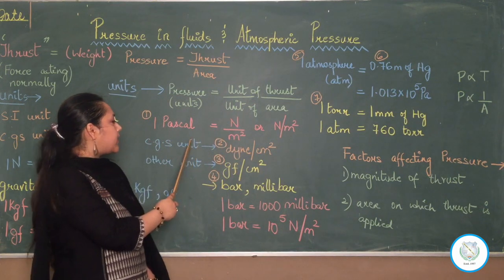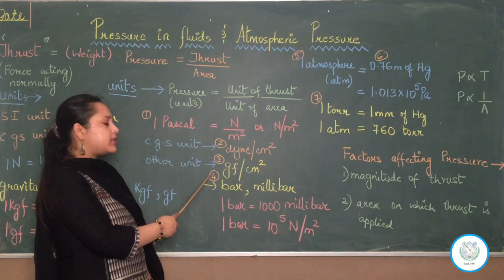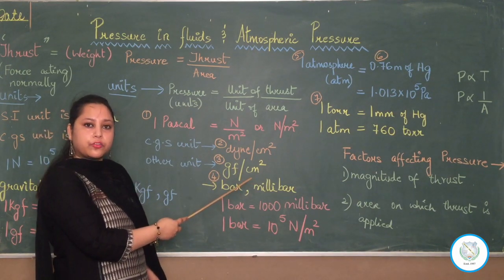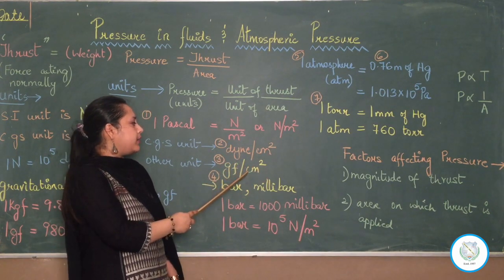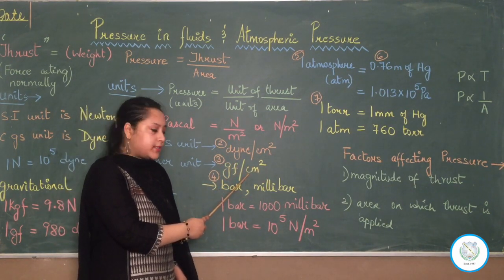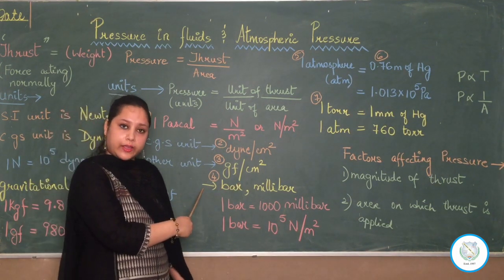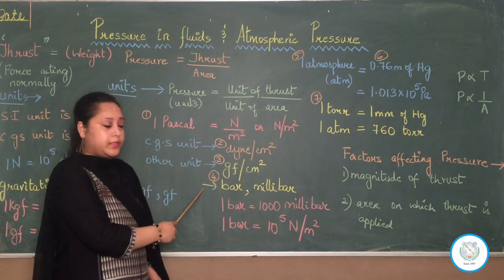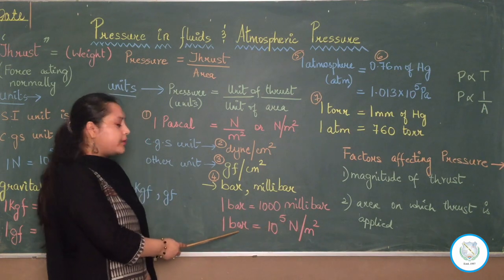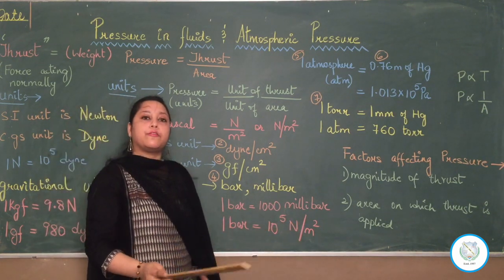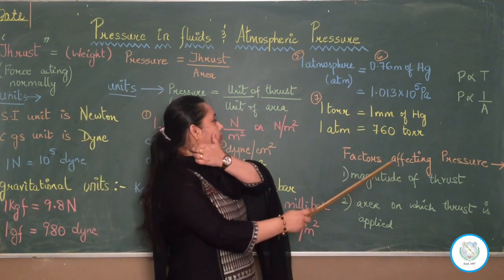Then the other units are, the CGS unit is dyne per centimeter square. Other units, when gravity plays an important role, thrust in terms of gravitational unit, then pressure can be given as gf per centimeter square. Then there are other units that you will be studying in your higher classes, that is bar and millibar. That is 1 bar is equal to 1000 millibar and 1 bar is actually equal to 10 raised to the power of 5 Newton per meter square. Then there are further units also given.